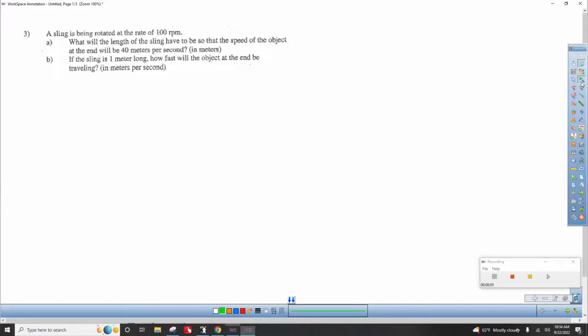The weird thing about this problem is A is significantly harder than B. So let's start with A, because it's part A. We are going 100 revolutions in 1 minute. That's what RPM means, and it's okay if you don't understand that. And then they want to know what length radius will make the tip of this sling travel at 40 meters per second. So actually this is an equation.